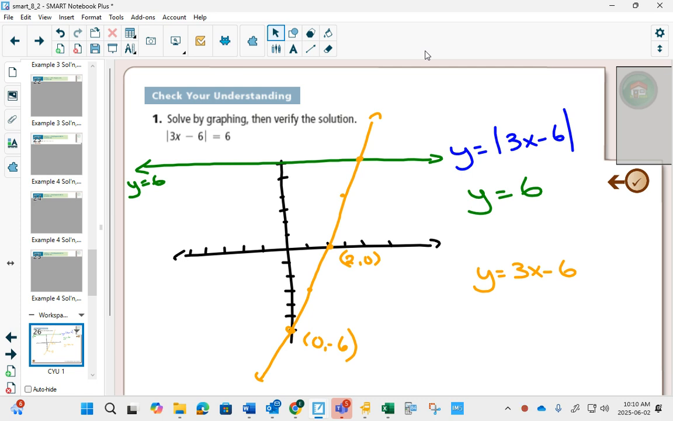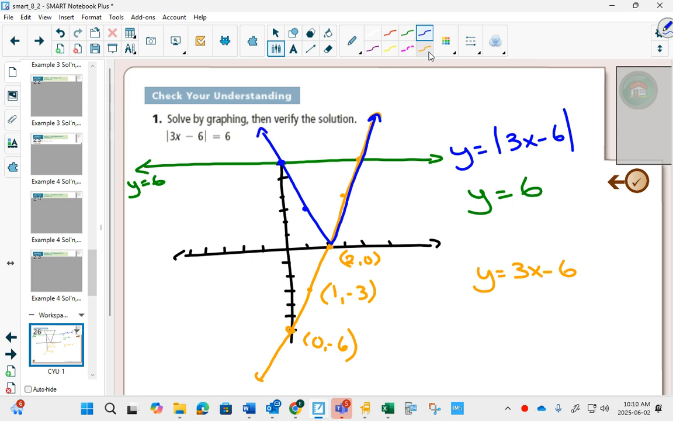Remember that in absolute value graphs, the x-intercept is super important because I'm going to take this orange graph, and to graph the blue one, wherever it was positive, I'm going to draw this right on top, that's going to stay the same. Wherever it was negative, it gets flipped. So this point on my orange graph, which was 1 comma negative 3, on my blue graph is going to be 1 comma positive 3, and 0 negative 6 is 0 positive 6. And there's my absolute value graph.